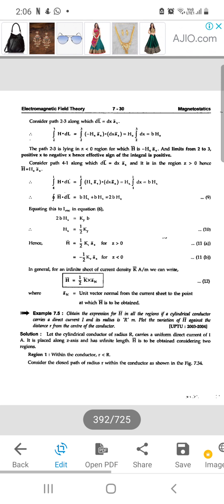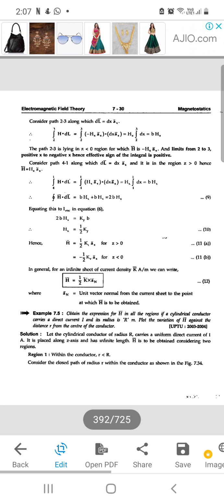Now consider the path 2 to 3, where dl has a value dx ax. When you substitute, H for the path is minus Hx ax and dl is dx ax. So finally you get Hx outside and the integral from 2 to 3 of dx. In the range 2 to 3, the value of dx is b. So our final answer is b into Hx. The path 2 to 3 is lying in the z less than 0 region, for which H is equal to minus Hx ax, and the limits from 2 to 3 go from positive x to negative x. Hence, the effective sign of the integral is positive.